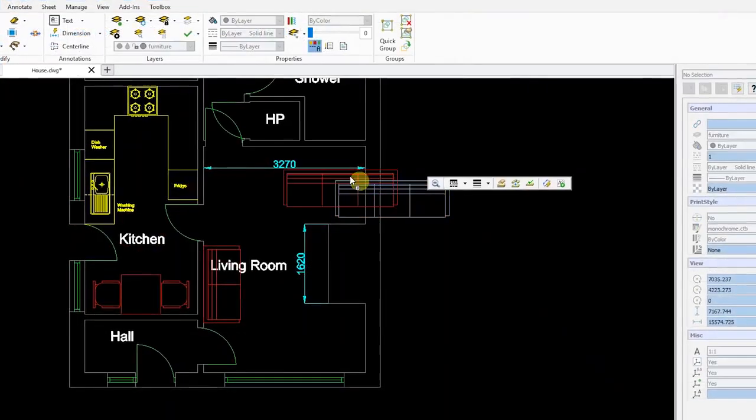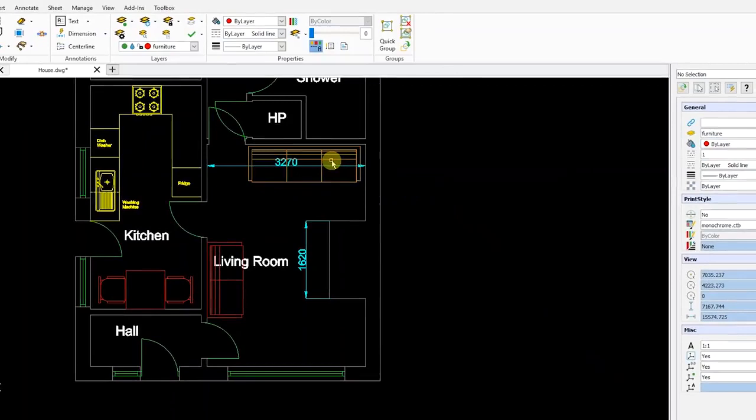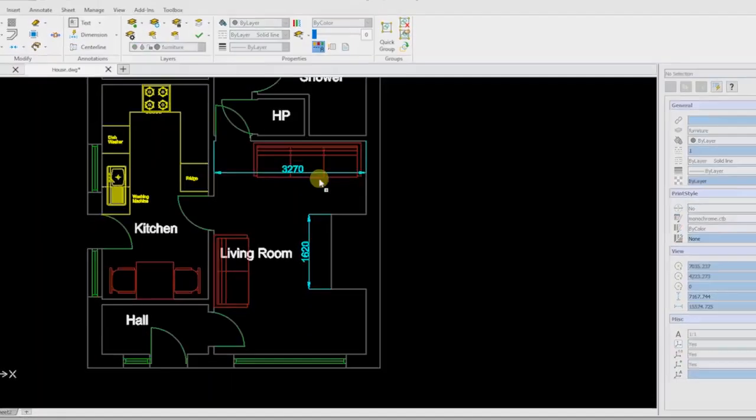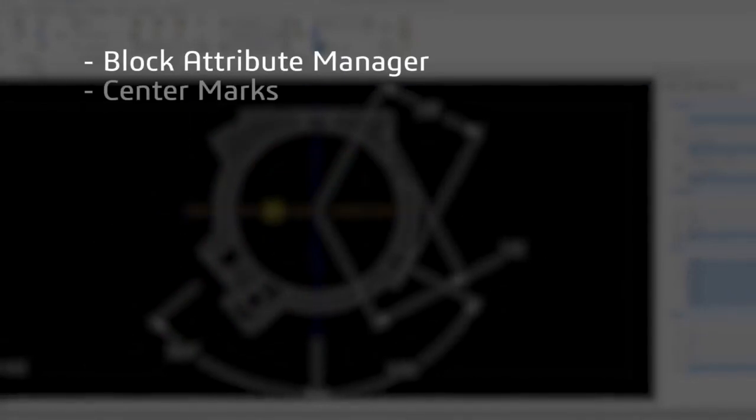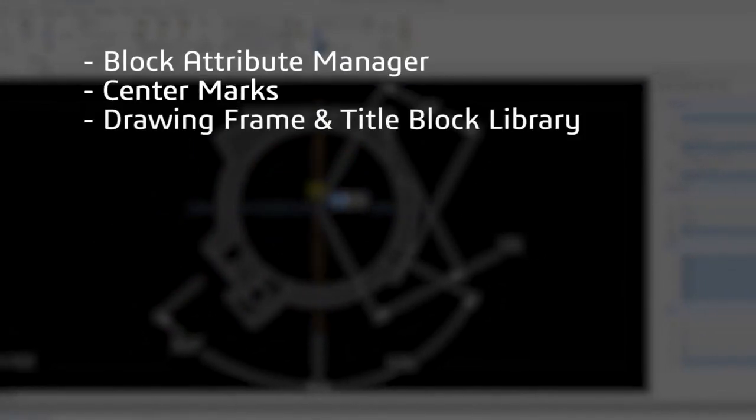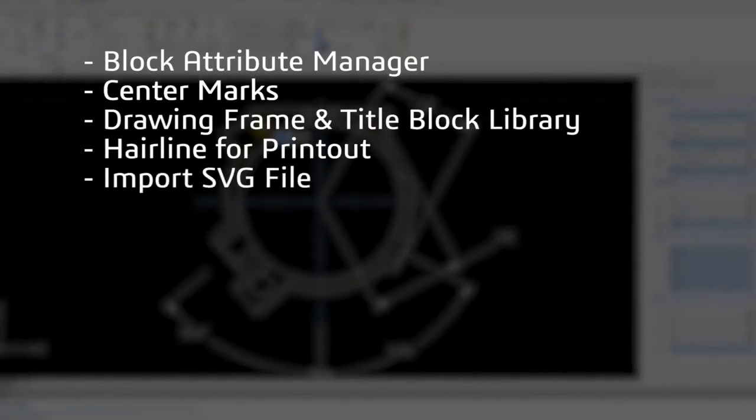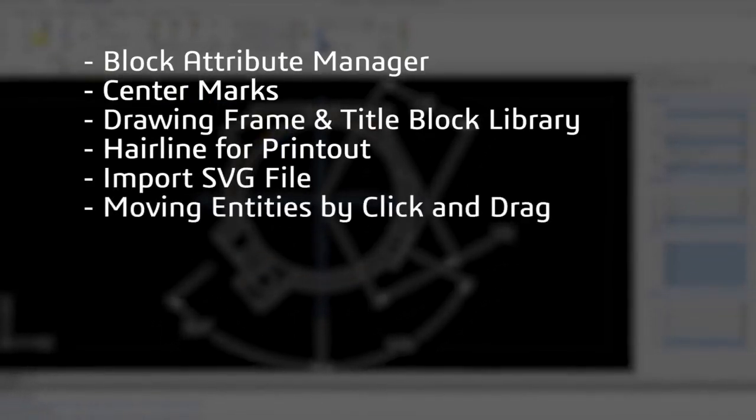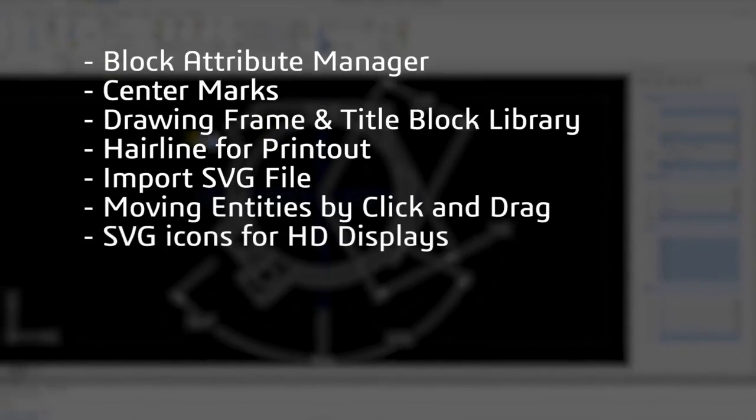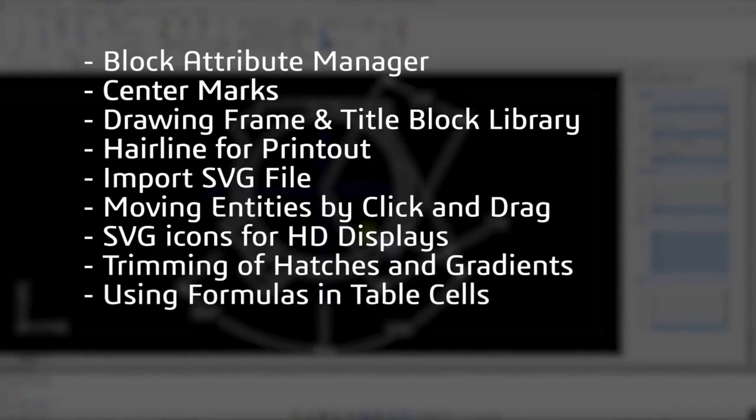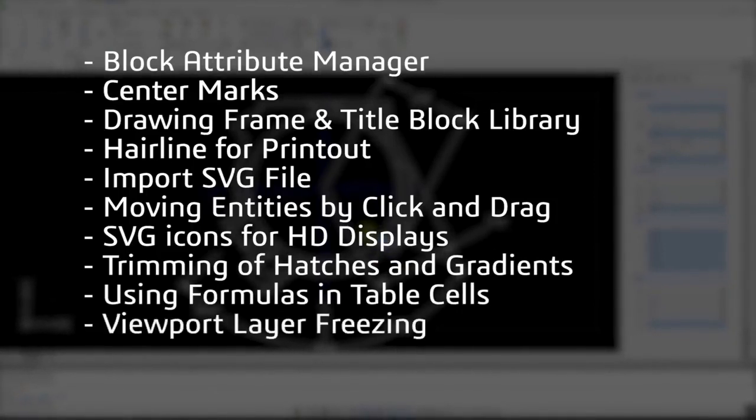Other new features in this 2019 release improve productivity and usability when designing, drafting, or detailing your projects, including Block Attribute Manager, Center Marks, Drawing Frame and Title Block Library, Hairline for Printout, Import SVG File, Moving Entities by Click and Drag, SVG Icons for HD displays, Trimming of Hatches and Gradients, Using Formulas in Table Cells, and Viewpoint Layer Freezing.